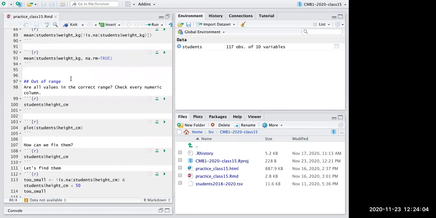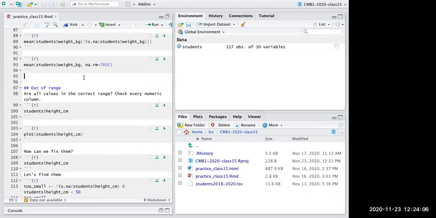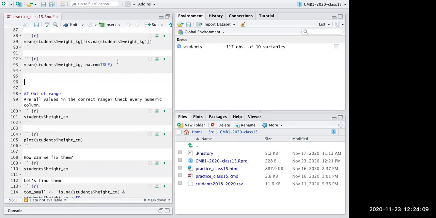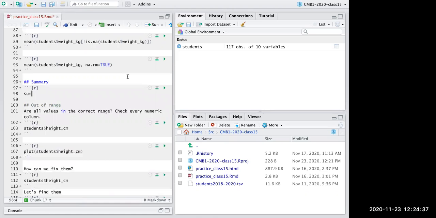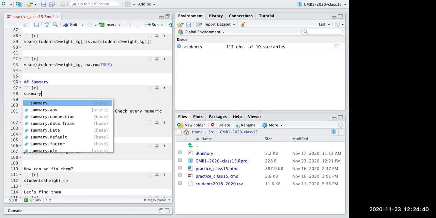Before going to weight, I'm going to add a plus here. Summary. Let's see the summary of this thing. So we have the data here. Yeah, that is what I want. I remember now. Okay, R, we want to say summary of student weight.